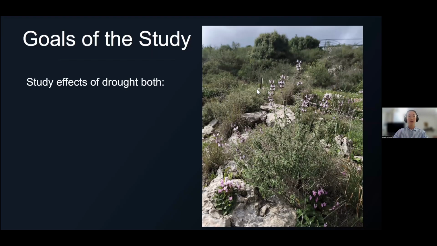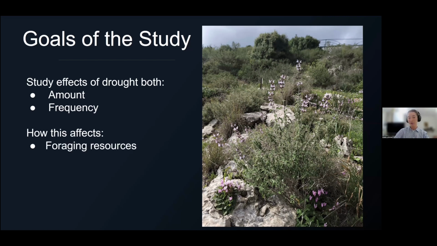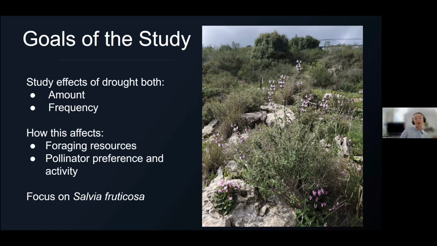Now, the goals of the study were to study the effects of drought, both the amount of rainfall and the frequency of rainfall, and how this affects foraging resources, pollinator preference, and activity. And we chose to focus on the plant Salvia fruticosa, which is also known as Greek sage. It's very abundant in this area, and pollinators really like this plant, and it's also very easy to work with.